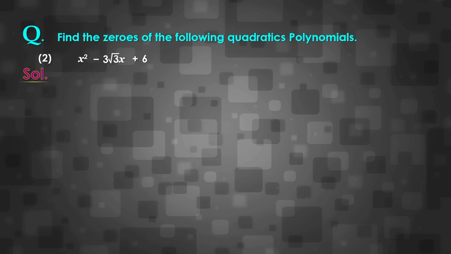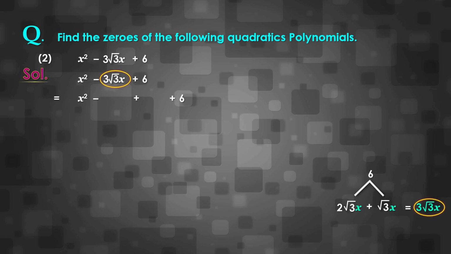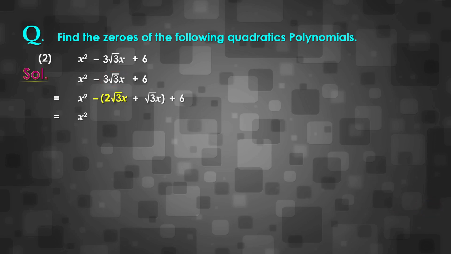Now let us find the zeros of the quadratic polynomial x squared minus 3 root 3 x plus 6. First, we look at the constant term, which is 6. We need two numbers whose product is 6 and whose sum is 3 root 3. 6 can be written as 2 multiplied by 3. So we express 6 as 2 root 3 multiplied by root 3. Now we split the middle term 3 root 3x into 2 root 3x plus root 3x. So the expression becomes x squared minus 2 root 3x minus root 3x plus 6.